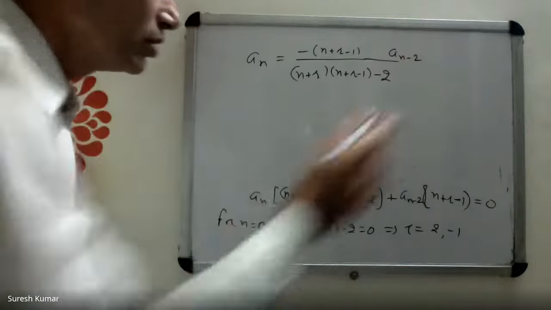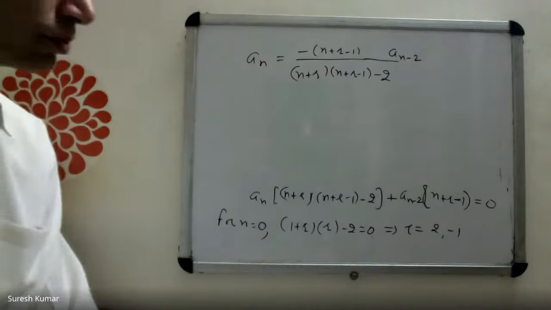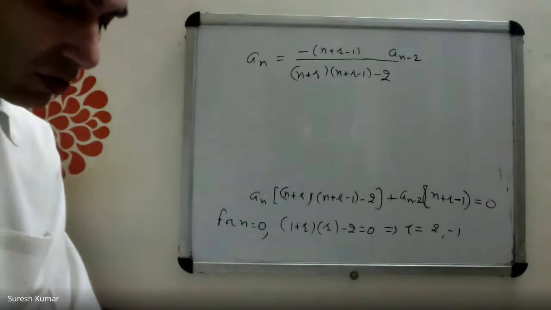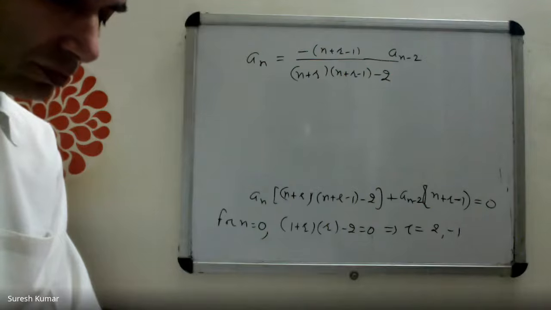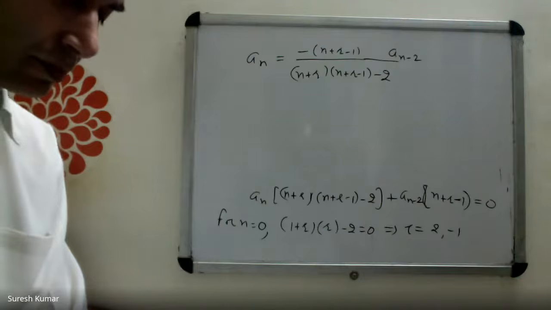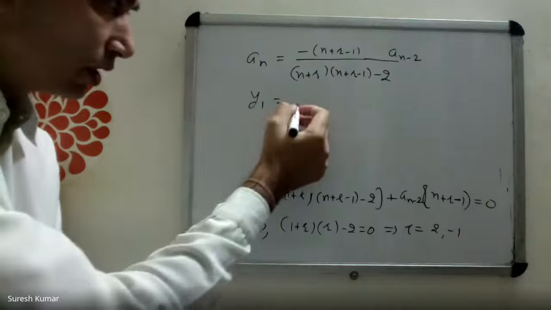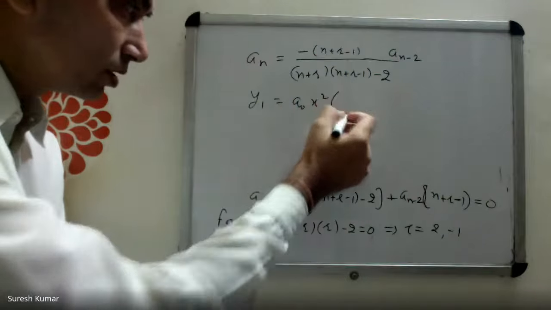So this is your general recurrence relation. Corresponding to r equal to 2, you can simplify the coefficients and write your solution. And the solution I'm writing for you is a naught times x square.